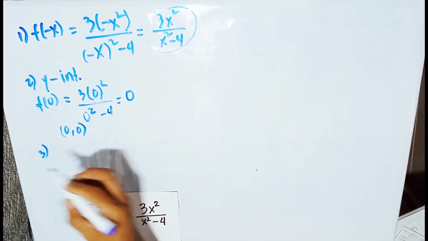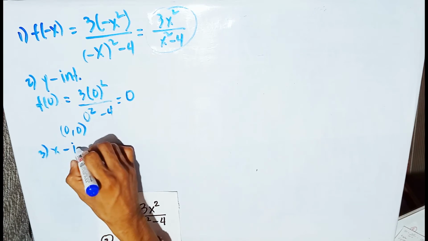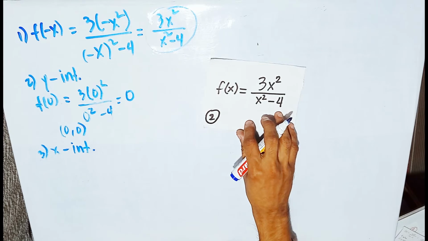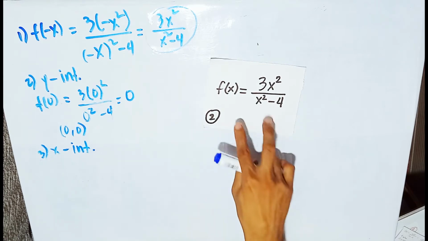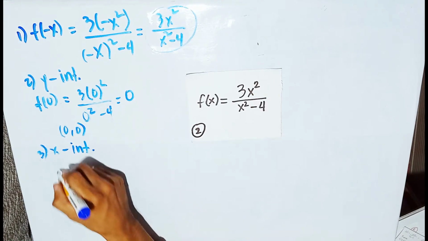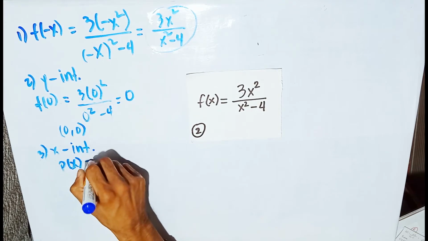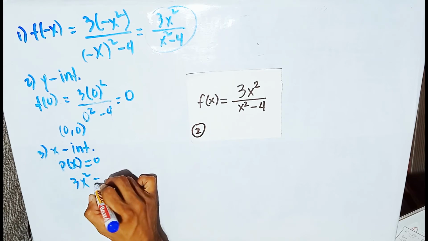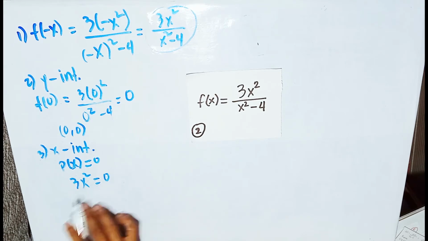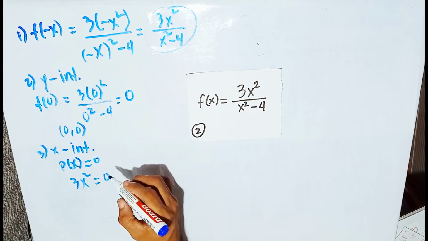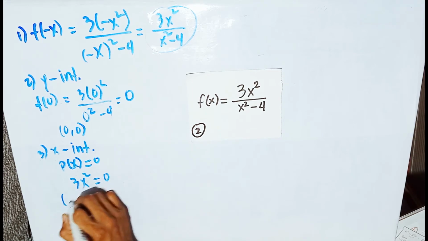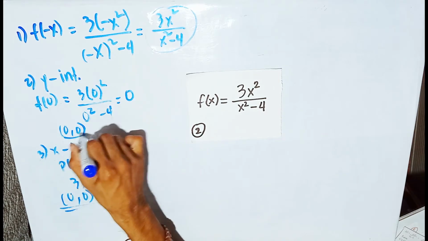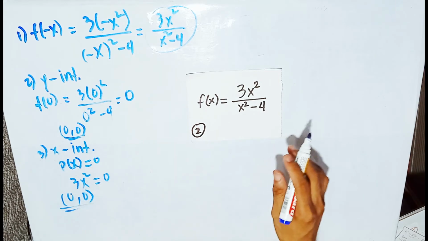Number 3, we have x-intercept. Okay, x-intercept naman, our x-intercept is by letting p of x, our p of x here is 3x raised to 2, p of x is equals to 0. Okay, we have x raised to 2 is equals to 0. So therefore, makikita natin na 0 na siya. So ibig sabihin our x-intercept is 0 and 0. Next, we have number 4.